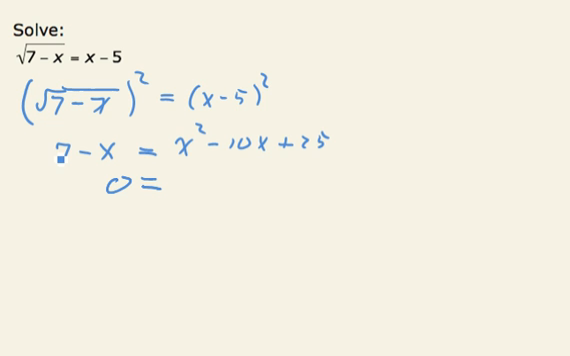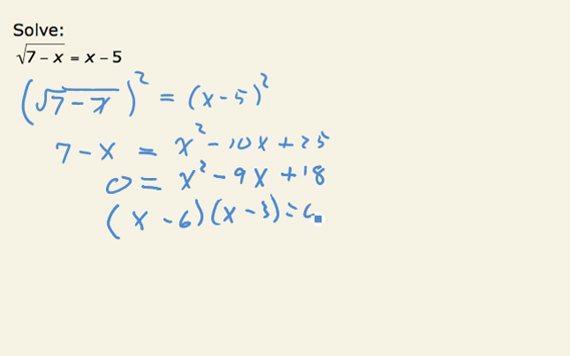I can subtract 7 and add x to both sides. If I add x, I get minus 9x. If I subtract 7, I get plus 18. Well, this can be factored. X minus 6 times x minus 3 equals 0.